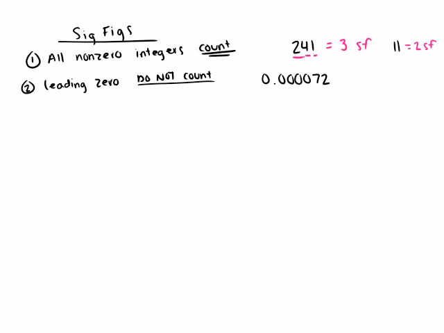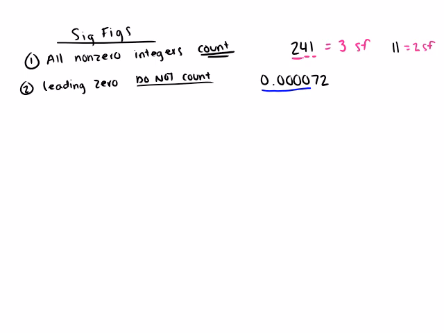Okay, all of the zeros that I'm going to underline are considered leading zeros because they come before all of the non-zero integers. So see these as like the engine of a train. Okay, they do not count as significant. Okay, so our sig figs are going to be the 7 and the 2. So this value has 2 sig figs.